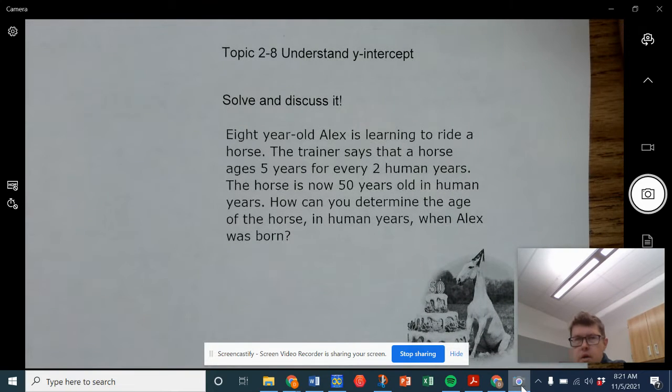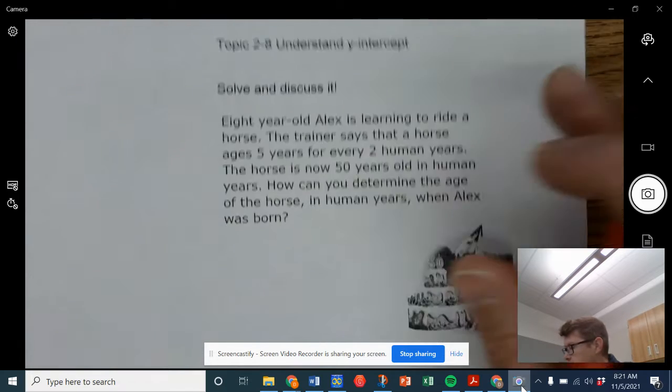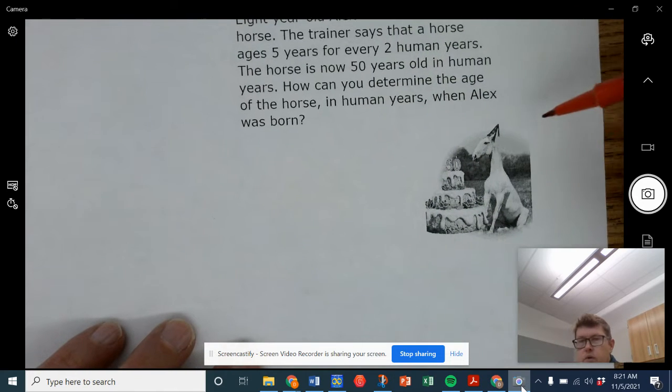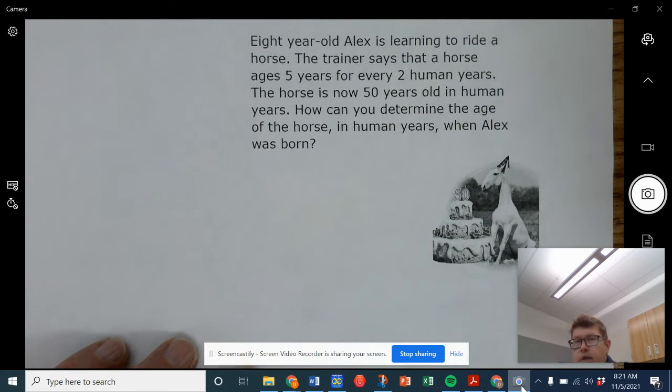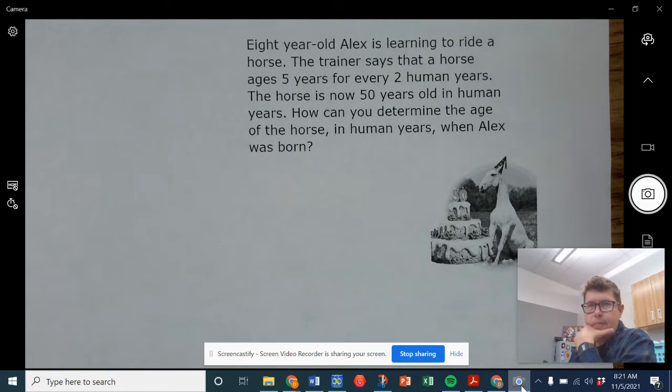We have 8-year-old Alex is learning to ride a horse. The trainer says that a horse ages 5 years for every 2 human years. The horse is now 50 years old in human years. How can you determine the age of the horse in human years when Alex was born? We've got this cool picture of a horse with a hat and birthday cake on it. So, yeah, you're welcome.